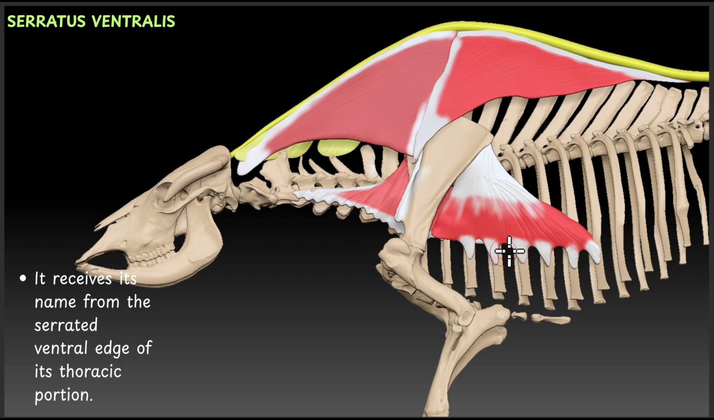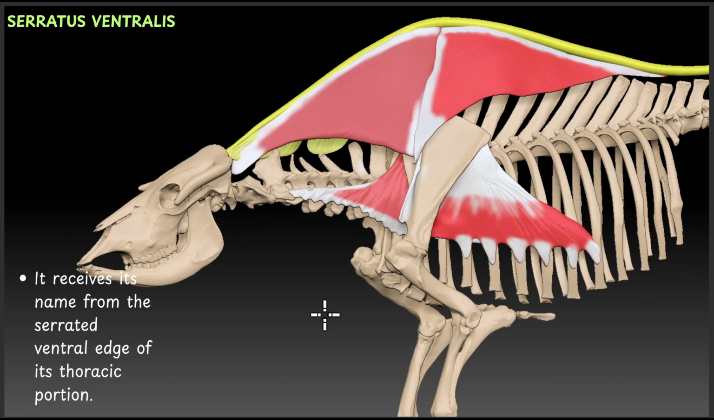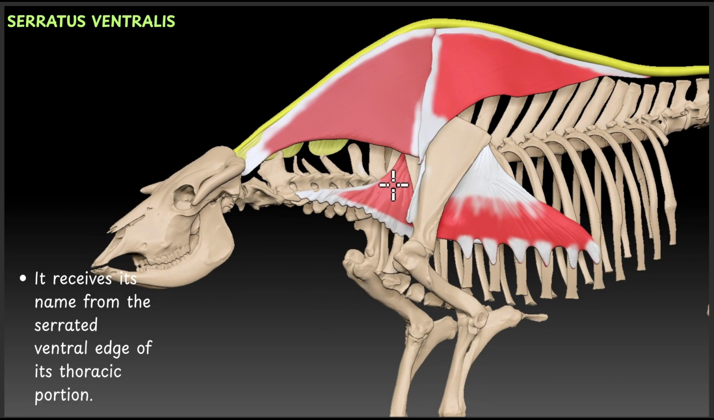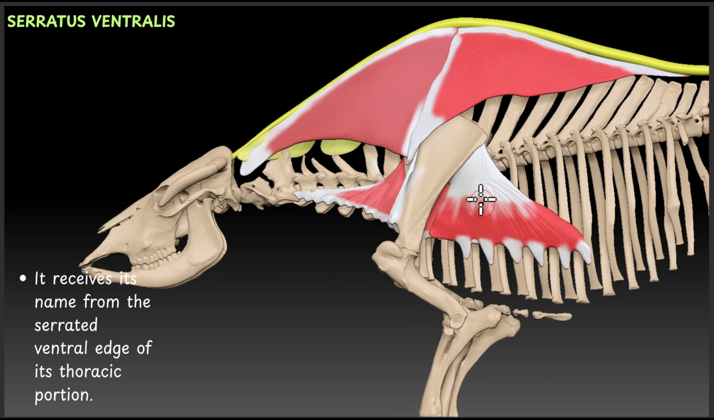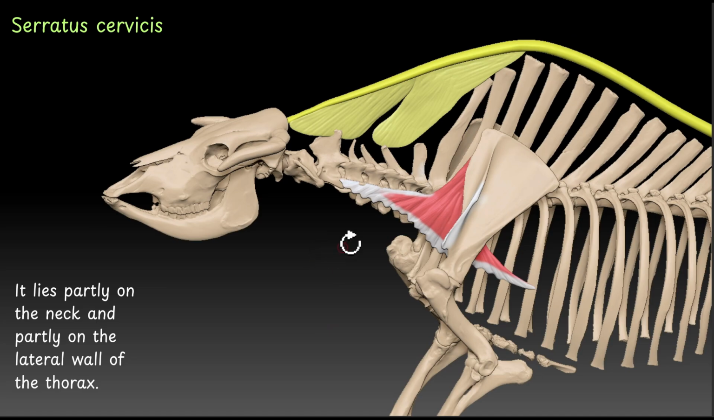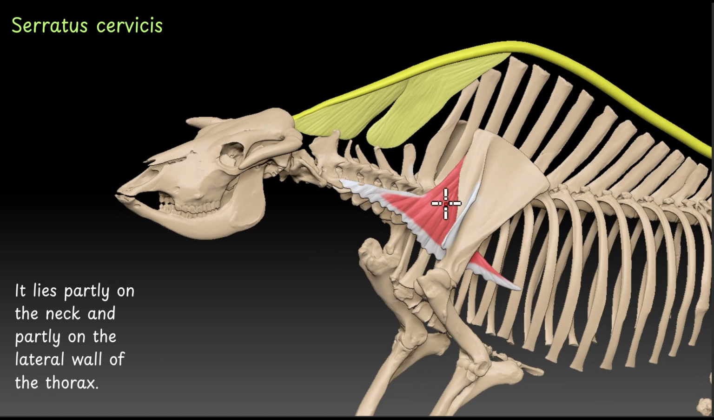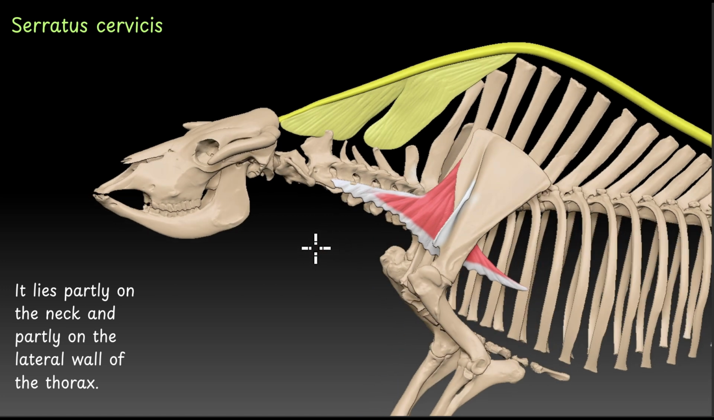The whole muscle is called serratus ventralis. This part is called serratus cervicis, and this part is called serratus thoracis. Clear? So first we will discuss the serratus cervicis muscle. You can see this muscle is called serratus cervicis. The muscle is serrated in nature, that's why we are using the word serratus. Serratus cervicis, serratus thoracis, and overall serratus ventralis.